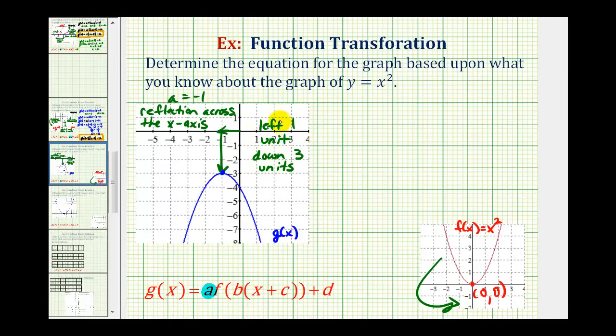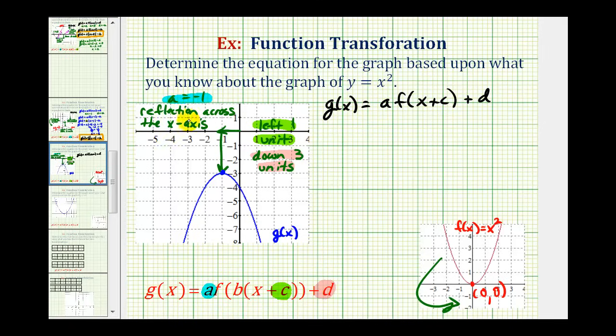Well, knowing the graph has been shifted left 1 unit gives us enough information to determine the value of c, and knowing it's been shifted down 3 units gives us enough information to determine the value of d. So we can write g of x in terms of f of x as g of x equals a times f of x plus c, plus d. Now we'll determine the values of a, c, and d, and then we can determine our equation for g of x.